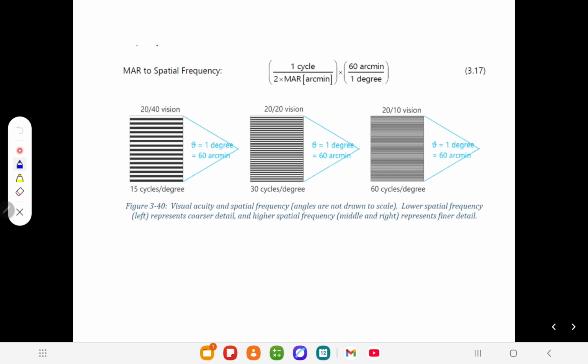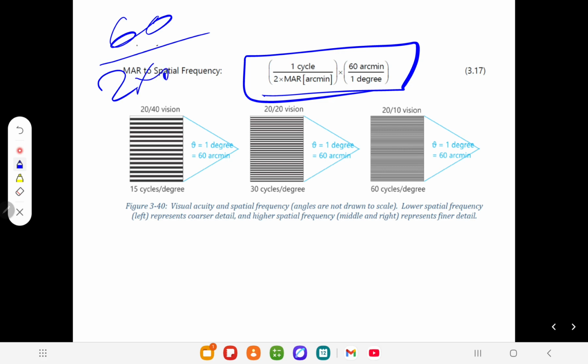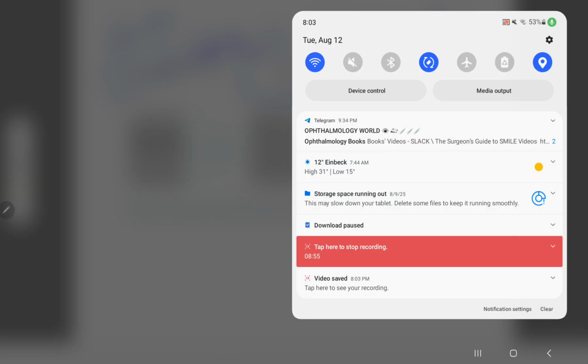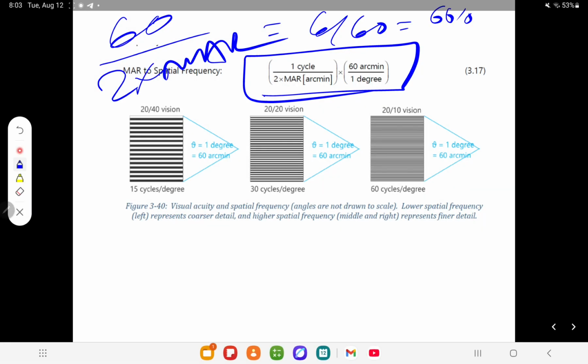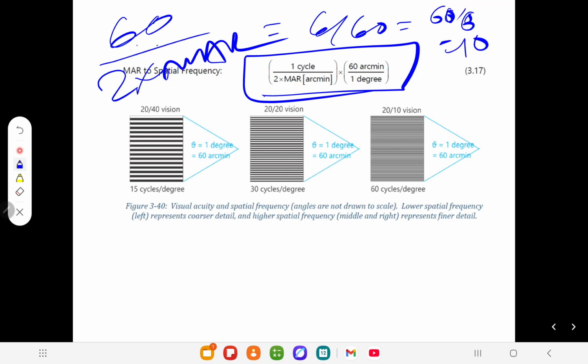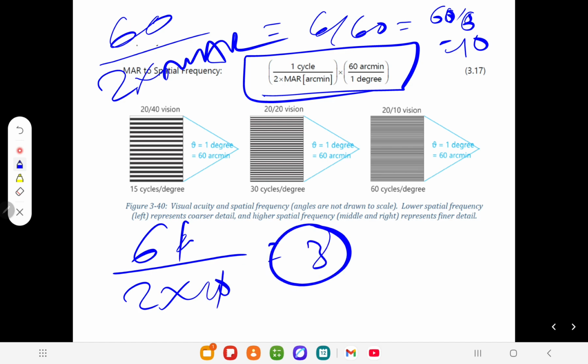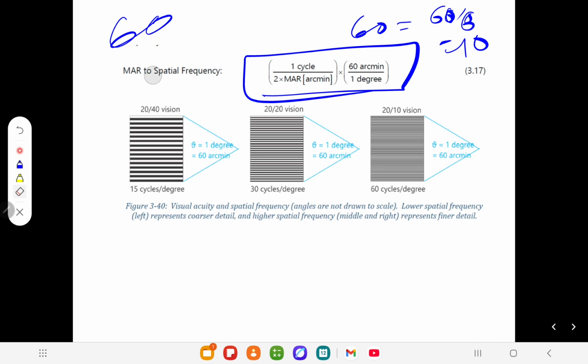Just remember, this is the formula: 60 divided by 2 into MAR. If you want to put it into the formula, just do that. For example, if the letter is 6/60, what is the MAR? 60 by 6, which means MAR is 10. Then just put it into the formula: 60 divided by 2 into 10. Done. That's 3. Finished. 3 cycles per degree. It's just a simple thing, but you have to understand the basic form.